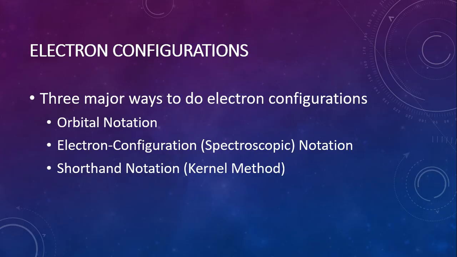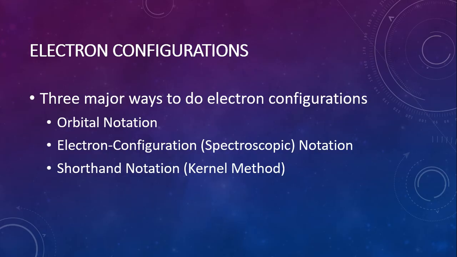Now, the benefit of the orbital notation is that it not only tells you which orbital the electron is in, but it also tells you which orientation. It also tells you that fourth piece, which turns out to be the spin, which direction those electrons spin in. And then the last way is called a kernel method. It's taking that full, complete spectroscopic electron configuration and simplifying it.